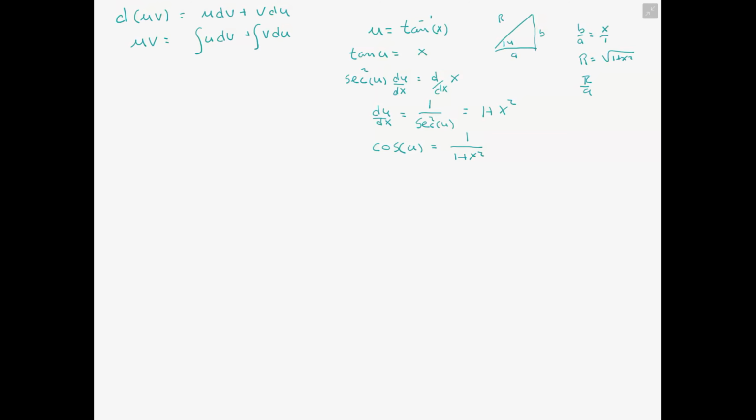So let's say in our situation u equals the arctan of x, and we say v is x, and we have dv equals dx, and du equals dx over 1 plus x squared.